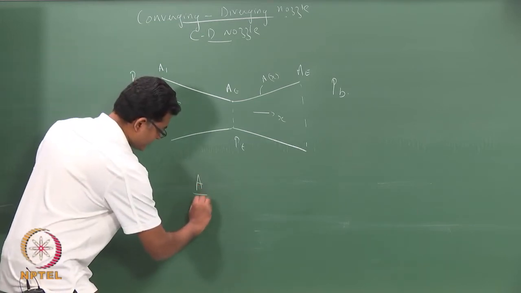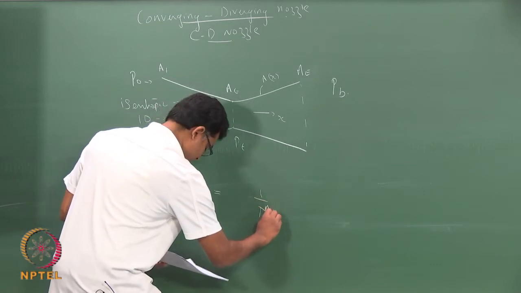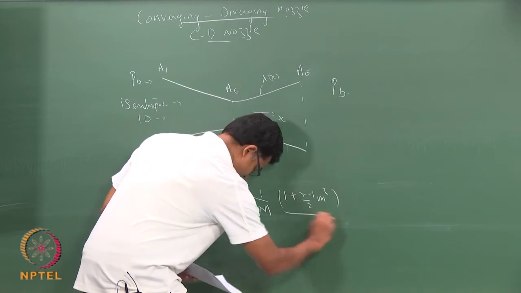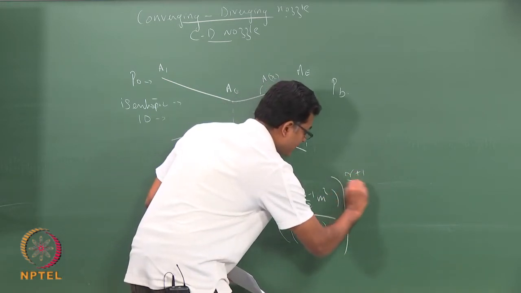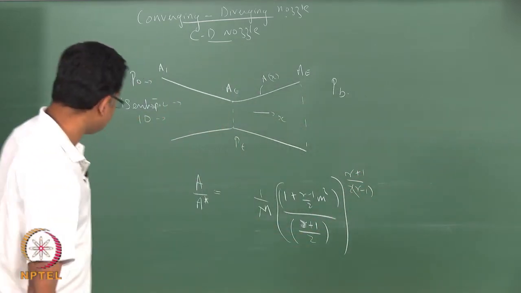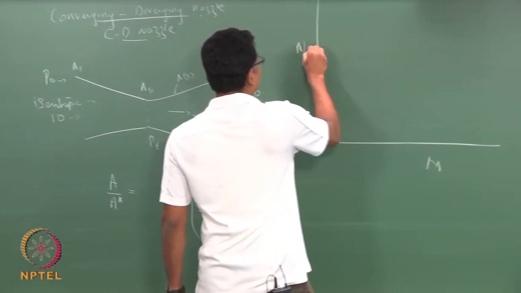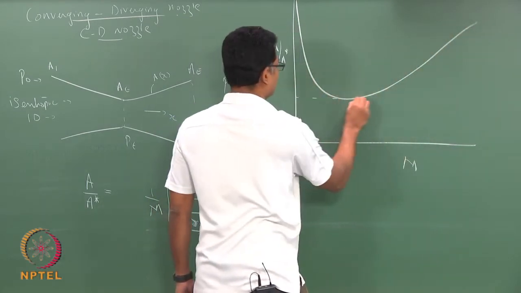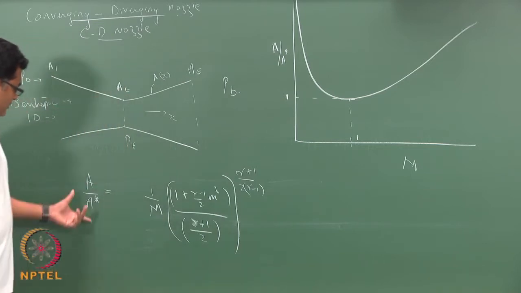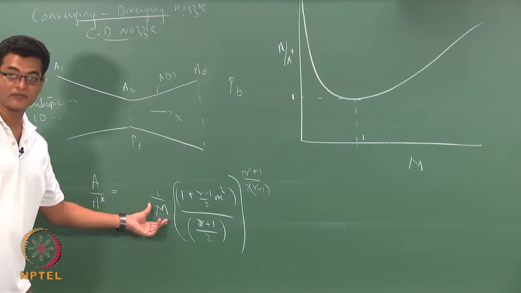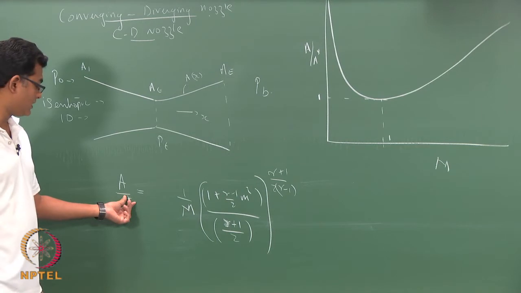If I write the equation for A by A star, it is 1 by M times [(1 plus (gamma minus 1) by 2 M squared) divided by ((gamma plus 1) by 2)] whole to the power (gamma plus 1) by 2(gamma minus 1). And this plot also has a curve of this form, A by A star. This is A by A star, which depends only on your Mach number. Now, A star is the condition when the Mach number is 1.